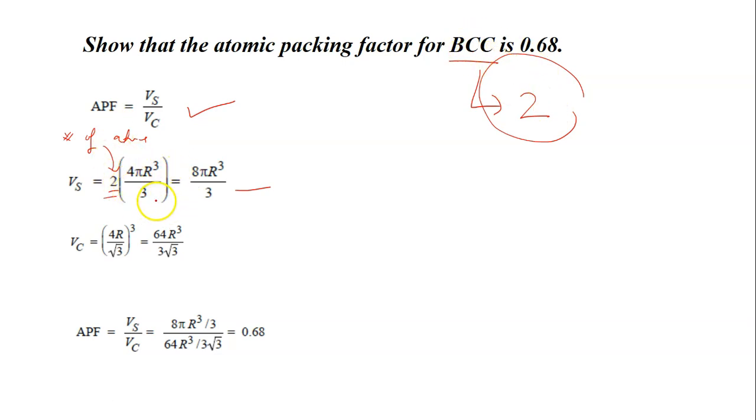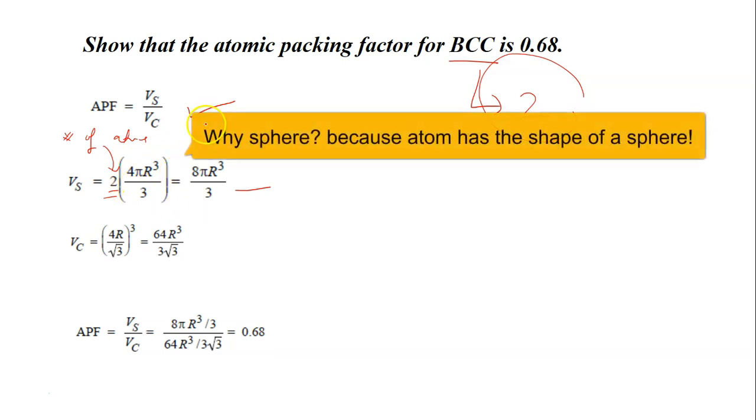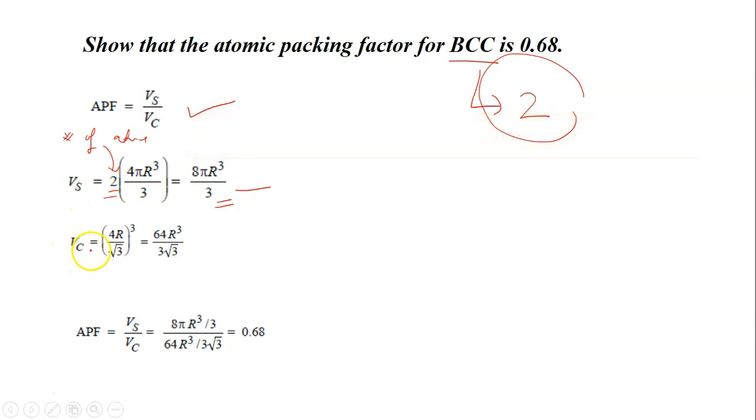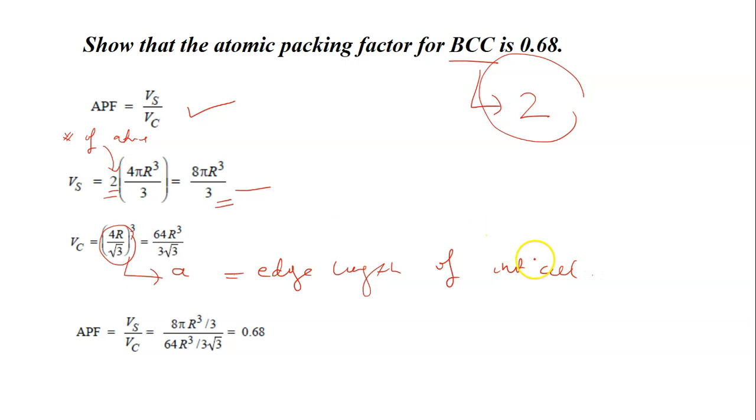And then this is the formula for the volume of a sphere, 4 over 3 pi r cubed. So this is the volume of a sphere, and this is the formula for the Vs. And then for the Vc is just 4r over root 3, this formula here. And what is this actually? This is the A, or the edge length of the unit cell. So Vc here is actually just A cubed, and A is the one in the bracket here.